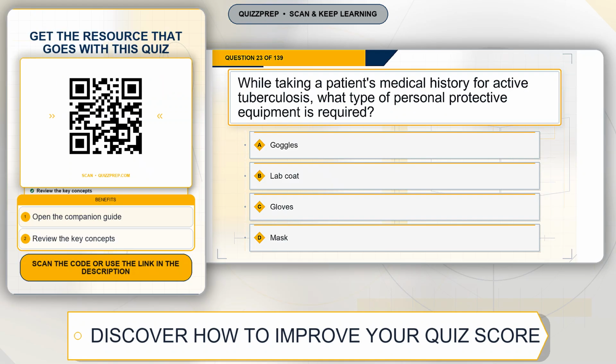Question 23. While taking a patient's medical history for active tuberculosis, what type of personal protective equipment is required?